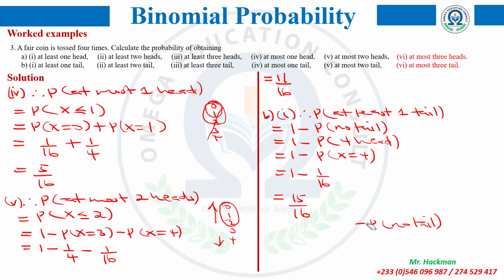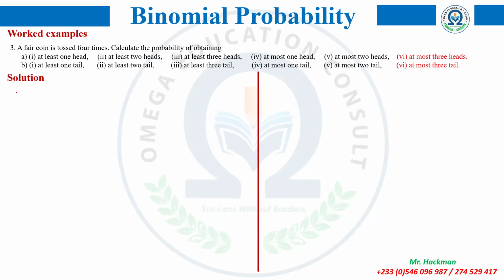Okay, so let's go and clear this. Now we are going to look at the alternative approach. Let me see, I have the next slide there. So what do we have? We said, alternative approach. And the alternative approach to be at, we are looking for P of at least 1 tail.